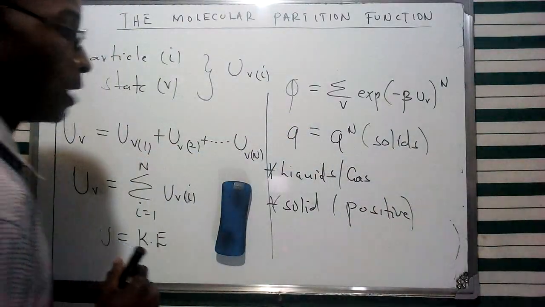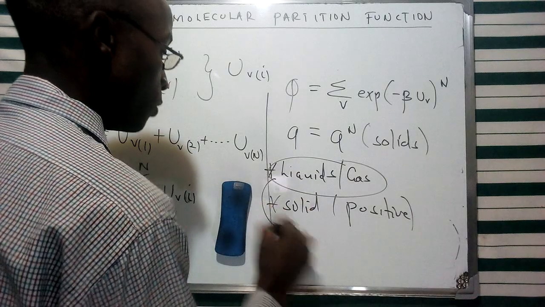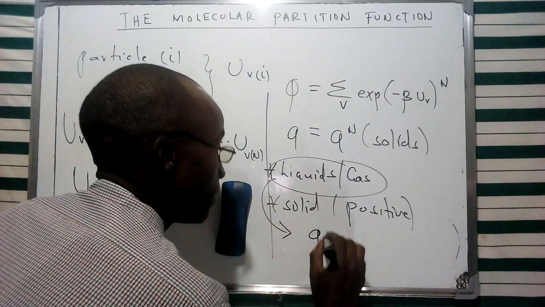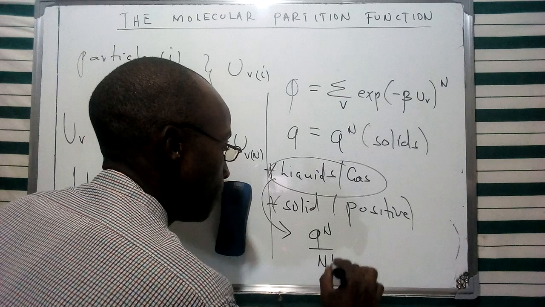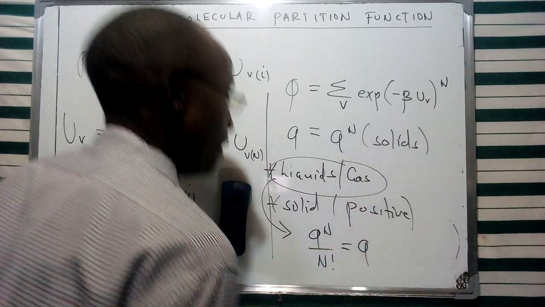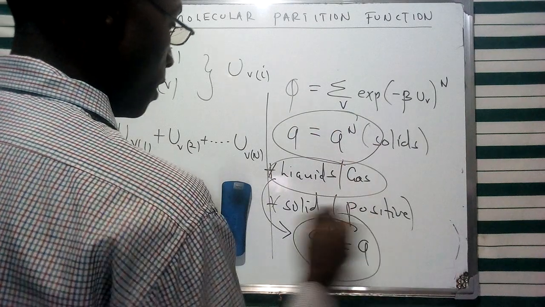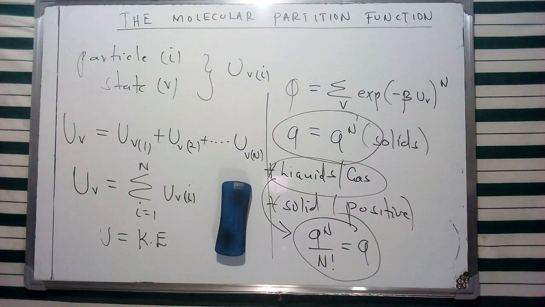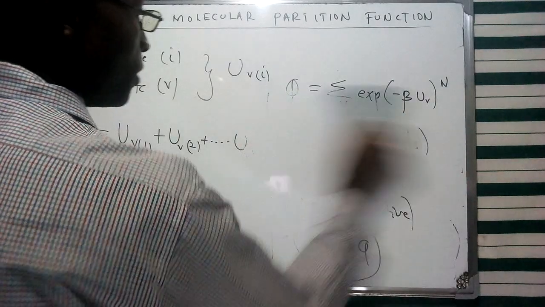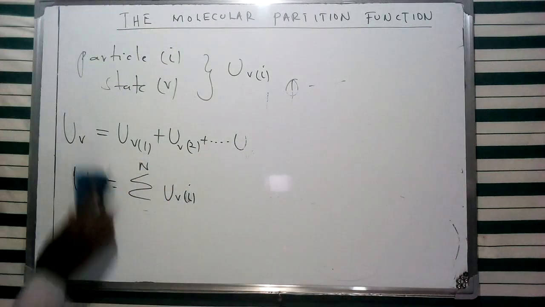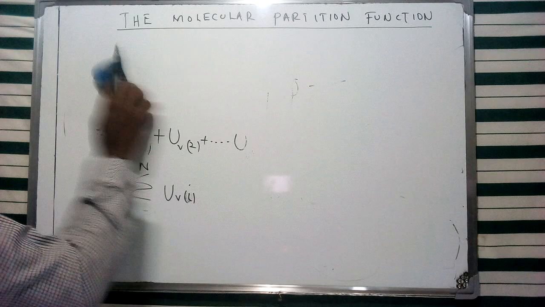Now for indistinguishable particles like liquids and gases, we're going to have another version of this represented as Qn all over n factorial, and this is going to represent their partition function given as such. So these are two representations for solids and liquids, or distinguishable and indistinguishable particles in that specific respect. From that, we're going to look at the concept of the molecular partition function of perhaps gases, and we're going to consider the concept of an ideal gas in trying to represent this specific aspect.